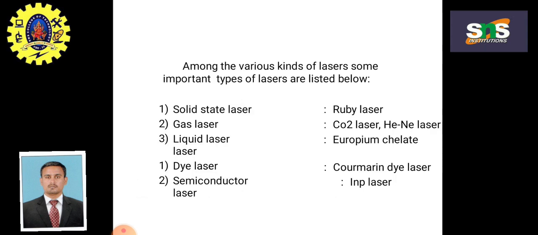Among the various kinds of lasers, some important types of lasers are listed below. First one, solid state laser, second gas laser, third liquid laser, then dye laser, semiconductor laser. Then the examples for all these types of lasers.